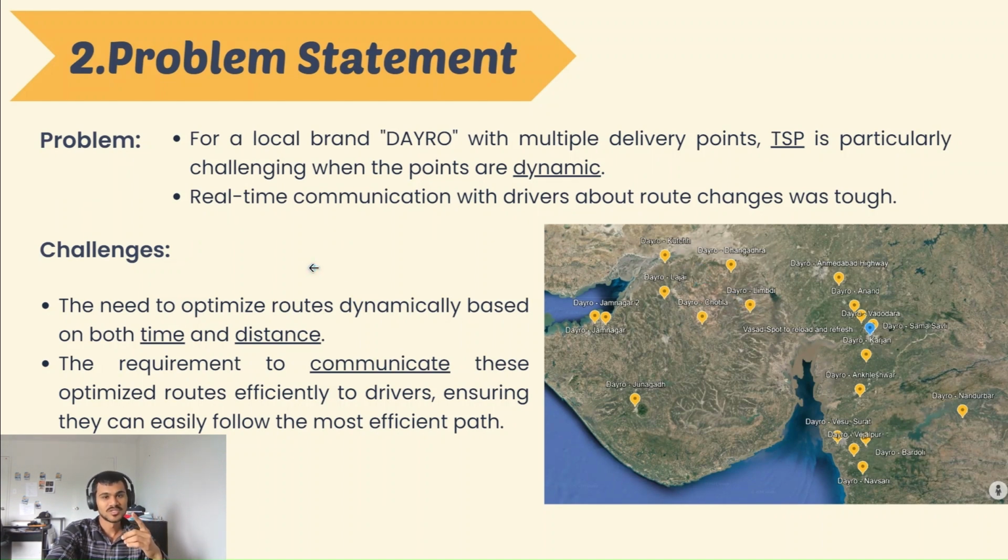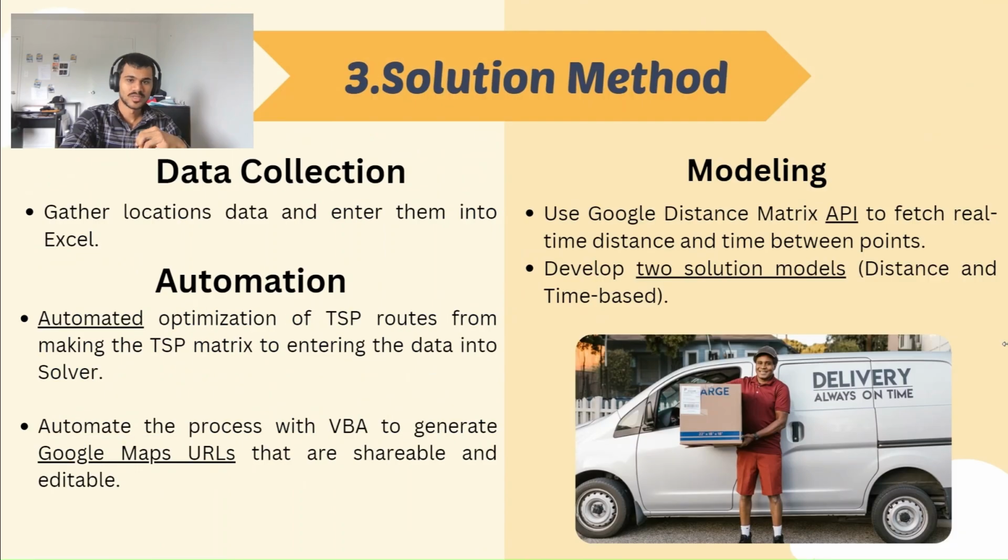Challenges. So the first challenge would be to optimize route dynamically based on the demand of the organization, whether they want the optimized route based on the distance, shortest distance, or maybe they want it based on the shortest time taken to complete the TSP. And the second would be the ease of communication between the management team and the driver, how the management can share the map to the driver, and it should be easy to interpret by the driver and make changes as per his needs.